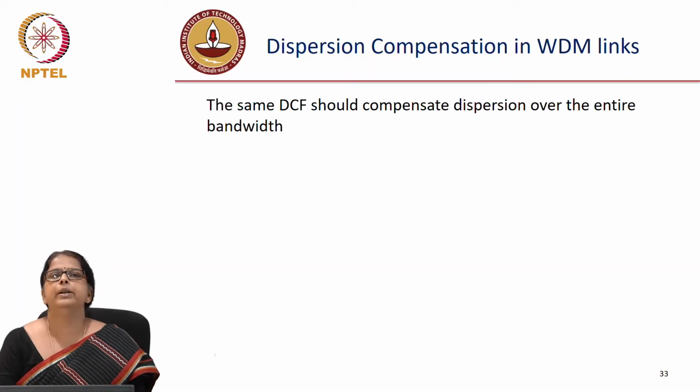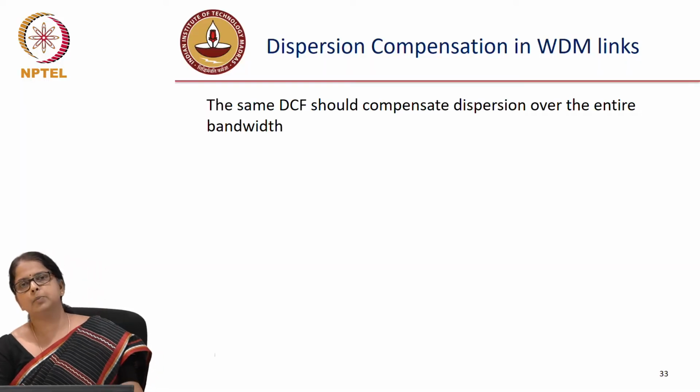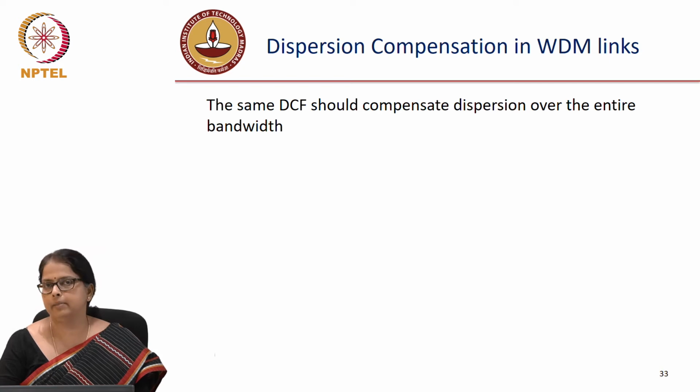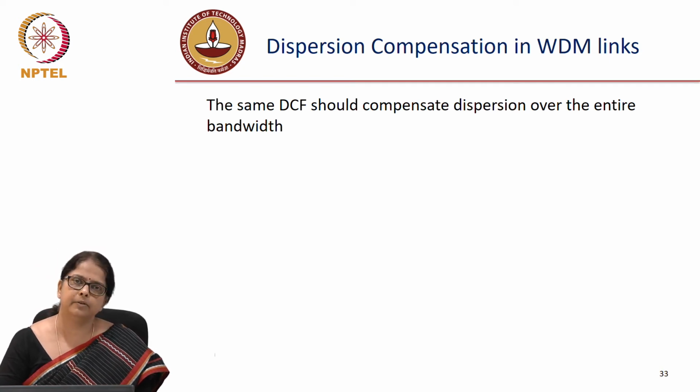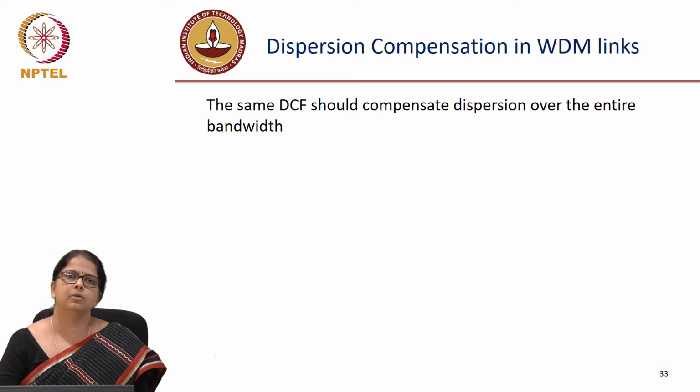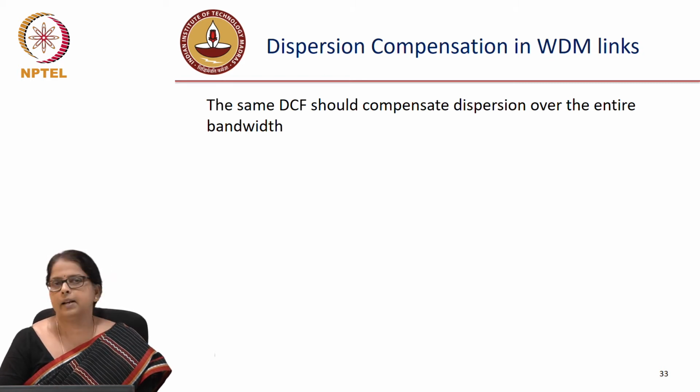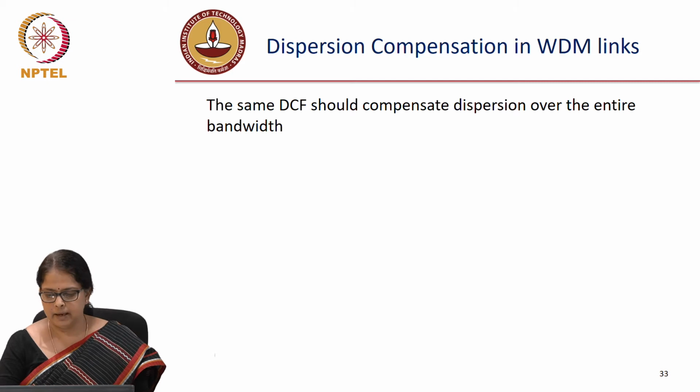What happens in WDM links? How do you do dispersion compensation for WDM links? What is a WDM link? A link which carries multiple carrier frequencies across the C-band. We talked about it earlier. Typically, there are 80 channels covering the C-band.